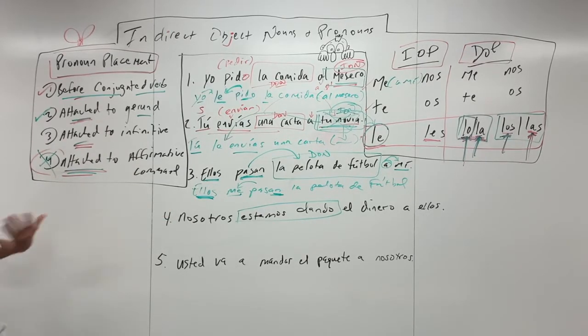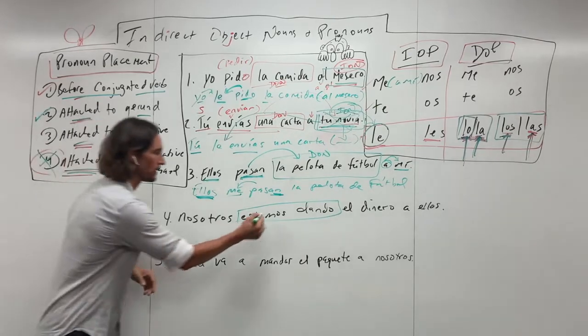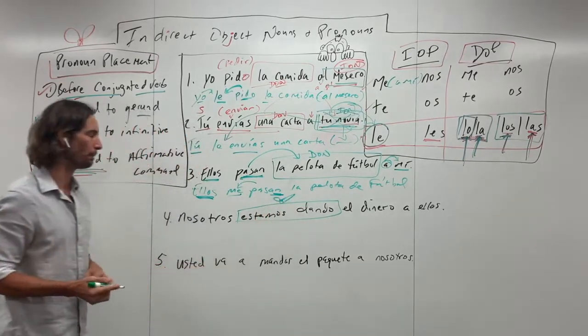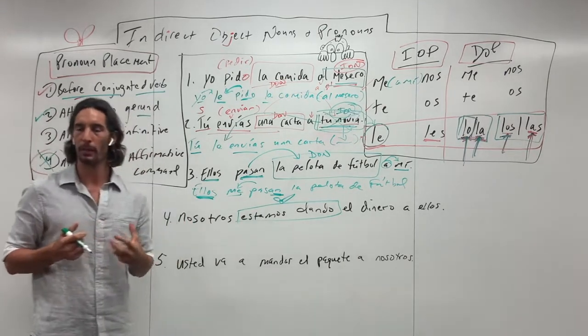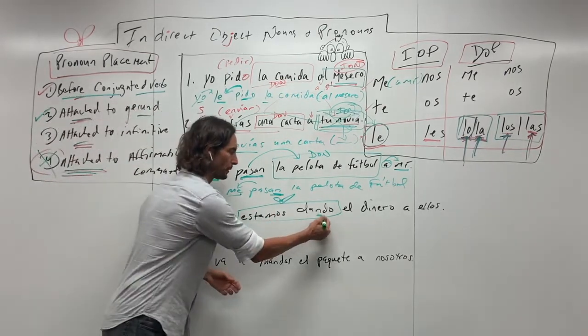All right. Well, what's the verb? Or in this case, series of verbs. Let's put a little bow on that. Nosotros estamos dando el dinero. So what's the verb? Give, right? So it's built in here.